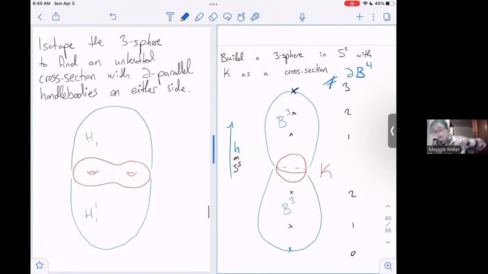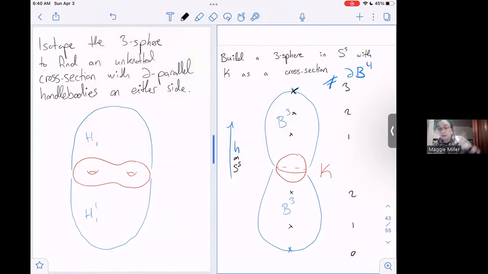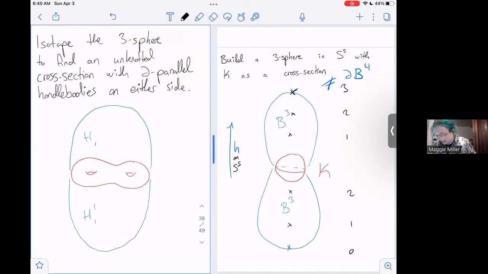Okay, so now I'm going to isotope my 3-sphere around. So I know what the critical points of this 3-sphere are with respect to this height function, and they're not in order. So I'm going to reorder the critical points, pulling the index 1 points down and the index 2 points up.